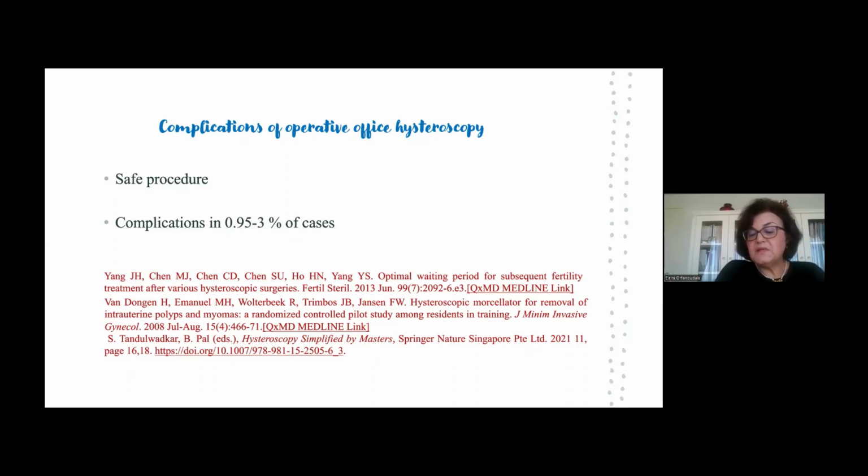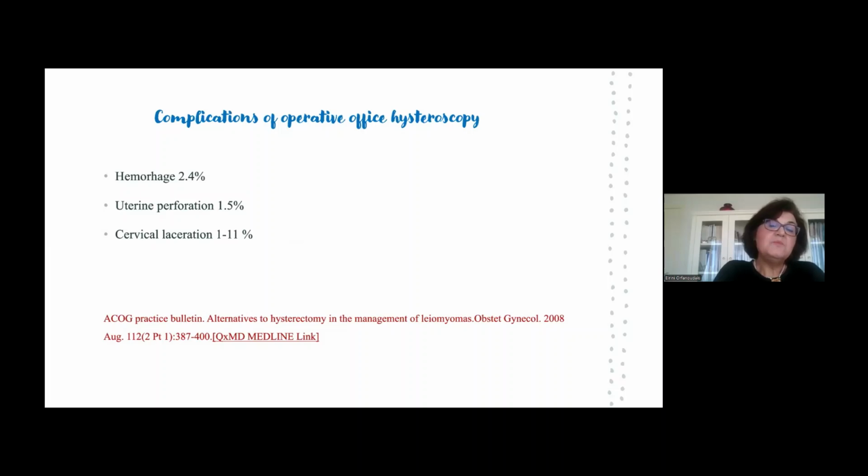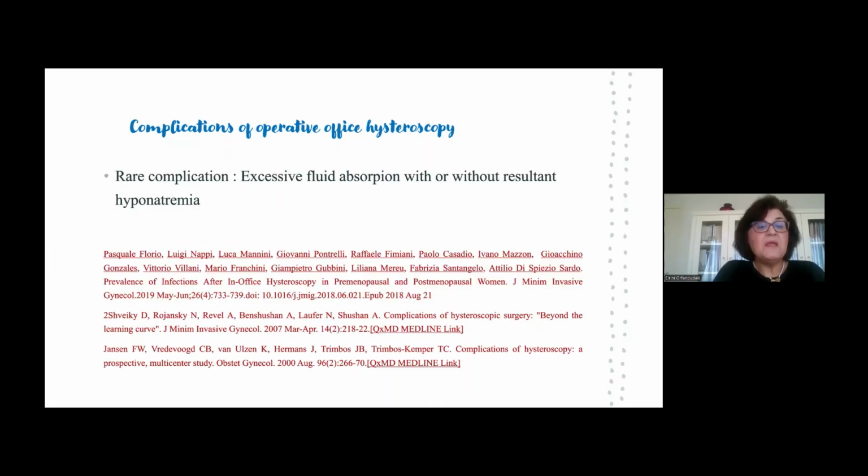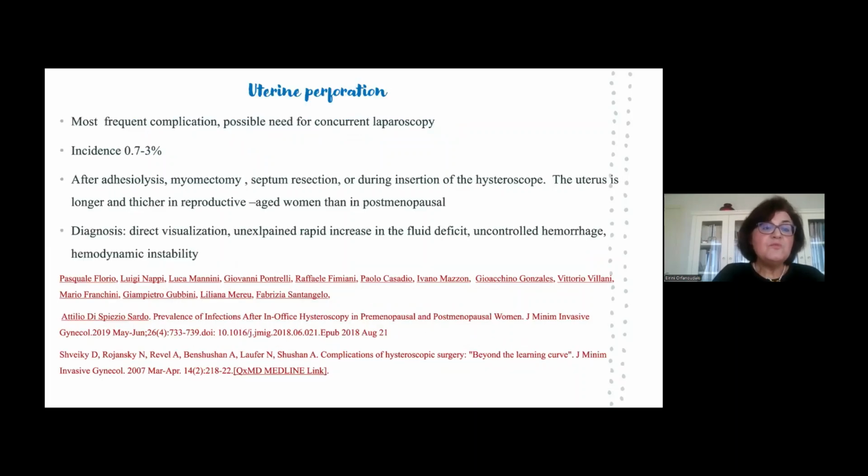It is a safe procedure, with complications in 0.95 to 3% of cases: hemorrhage 2.4%, uterine perforation 1.5%, cervical laceration 1 to 11%. Excessive fluid absorption resulting in hyponatremia is a rare complication. Uterine perforation is the most frequent complication, possibly needing laparoscopy, with incidence 0.7 to 3% after adhesiolysis, myomectomy, septum resection, or during insertion of the hysteroscope.